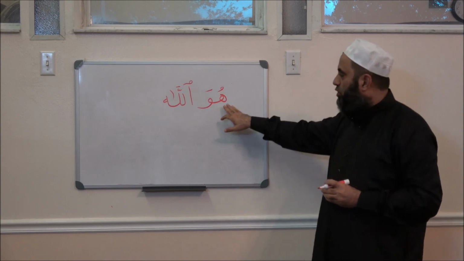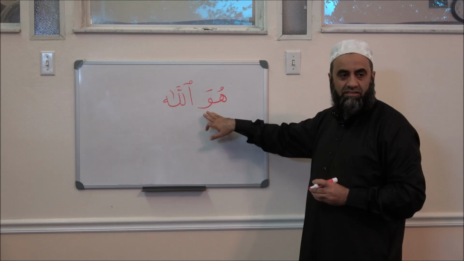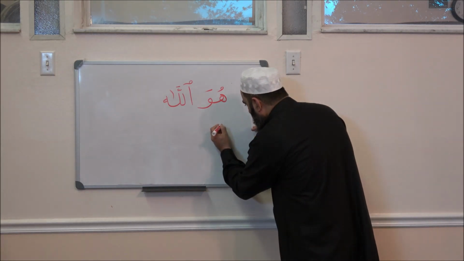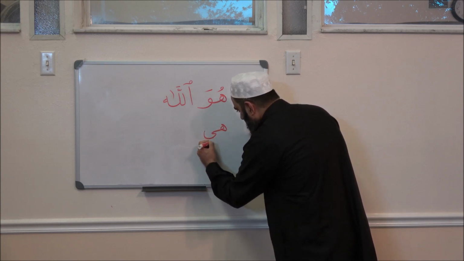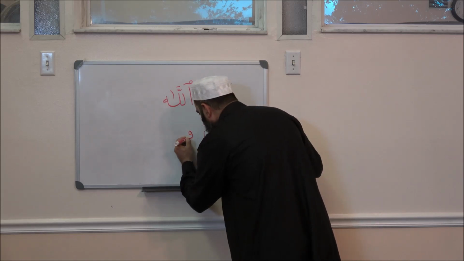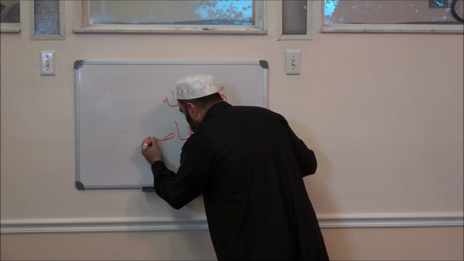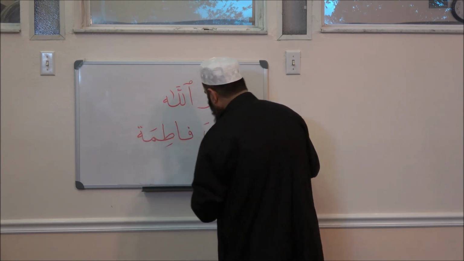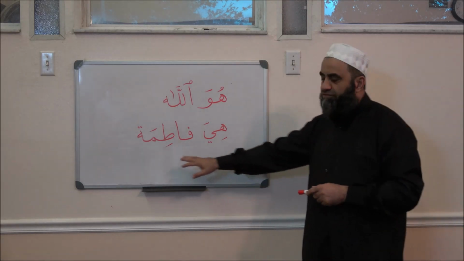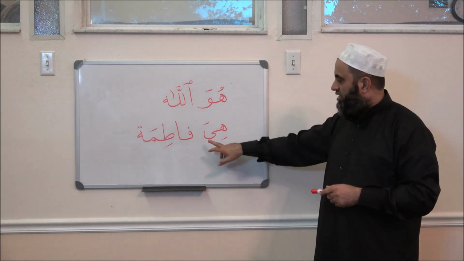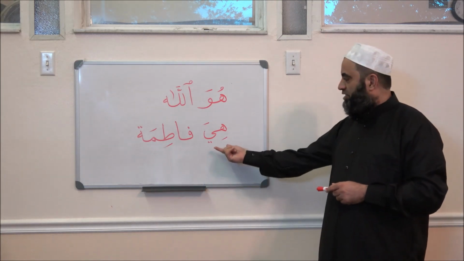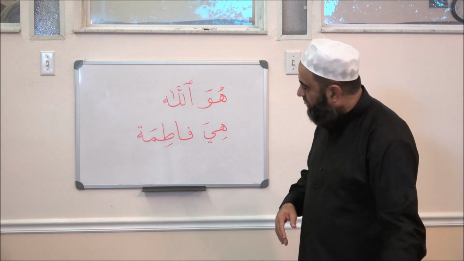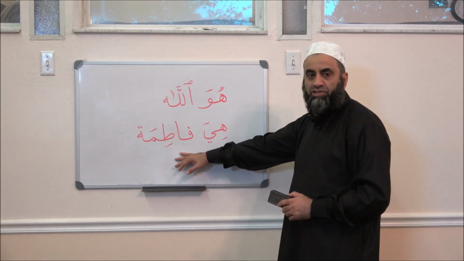So what did I write? Huwa Allah. Translation: He is Allah. What did I write? Hiya Fatima. Very good. Which means she is Fatima. Remember I said the pronoun in Arabic could be translated as the pronoun or the pronoun plus the verb to be, because Arabic does not use the verb to be. Okay. Huwa Allah, he is Allah, hiya Fatima, she is Fatima.